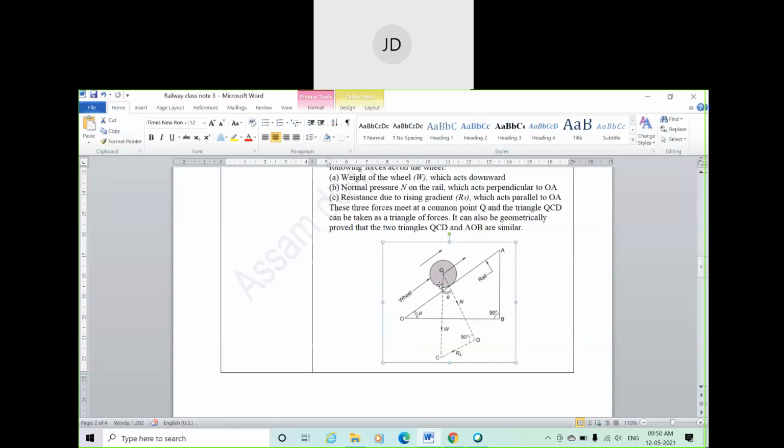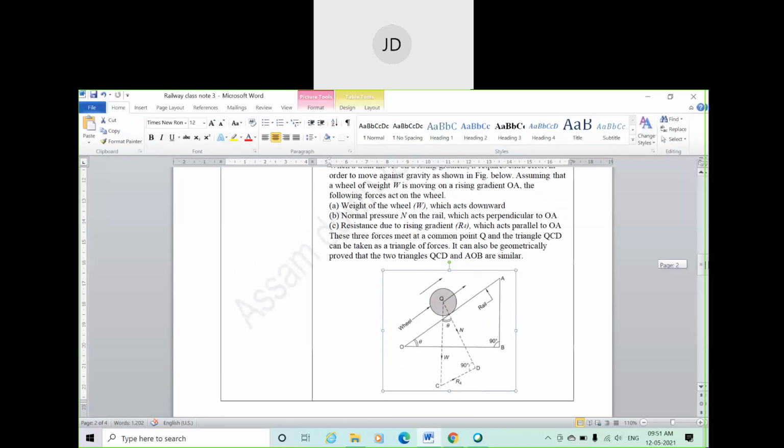You can see this is your W, the original W coming from the center. But the component of the W is going in this direction, against the direction of movement. That means to move on a rising gradient, the train requires extra effort because of the additional component of W, which gives a resisting force against the movement of the train. You got this right? This kind of drawing is very simple, you already got these things in a different subject, the line diagram or free body diagram.